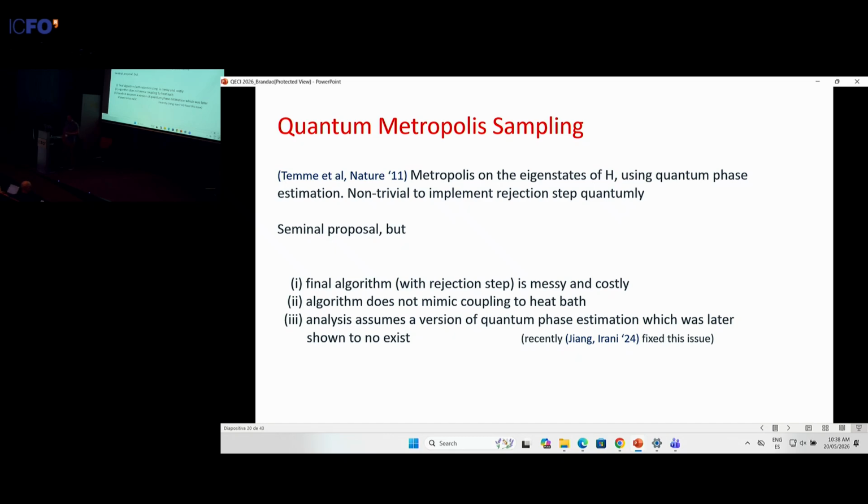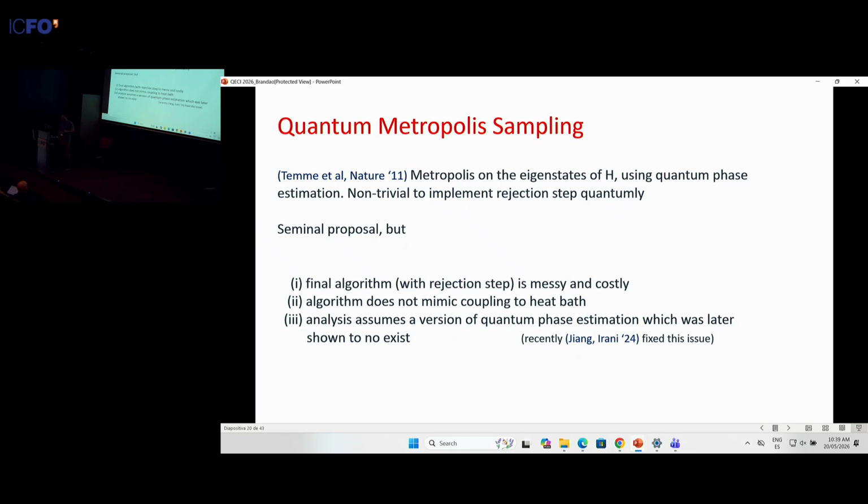So definitely, I think it was a very important result. But there were also some drawbacks. First, the final algorithm with this rejection step was quite messy and very costly in terms of gate counts. Second, this algorithm uses quantum phase estimation, which is not a very physical way of measuring energy. It's a very nice algorithmic way of measuring energy, but it's not how nature does it. So it does not mimic the coupling to a heat bath that the classical Metropolis was mimicking. And also, there was some subtle issue in the analysis that this paper presented, where they assume a version of quantum phase estimation which actually doesn't exist. So there was a gap in the argument.